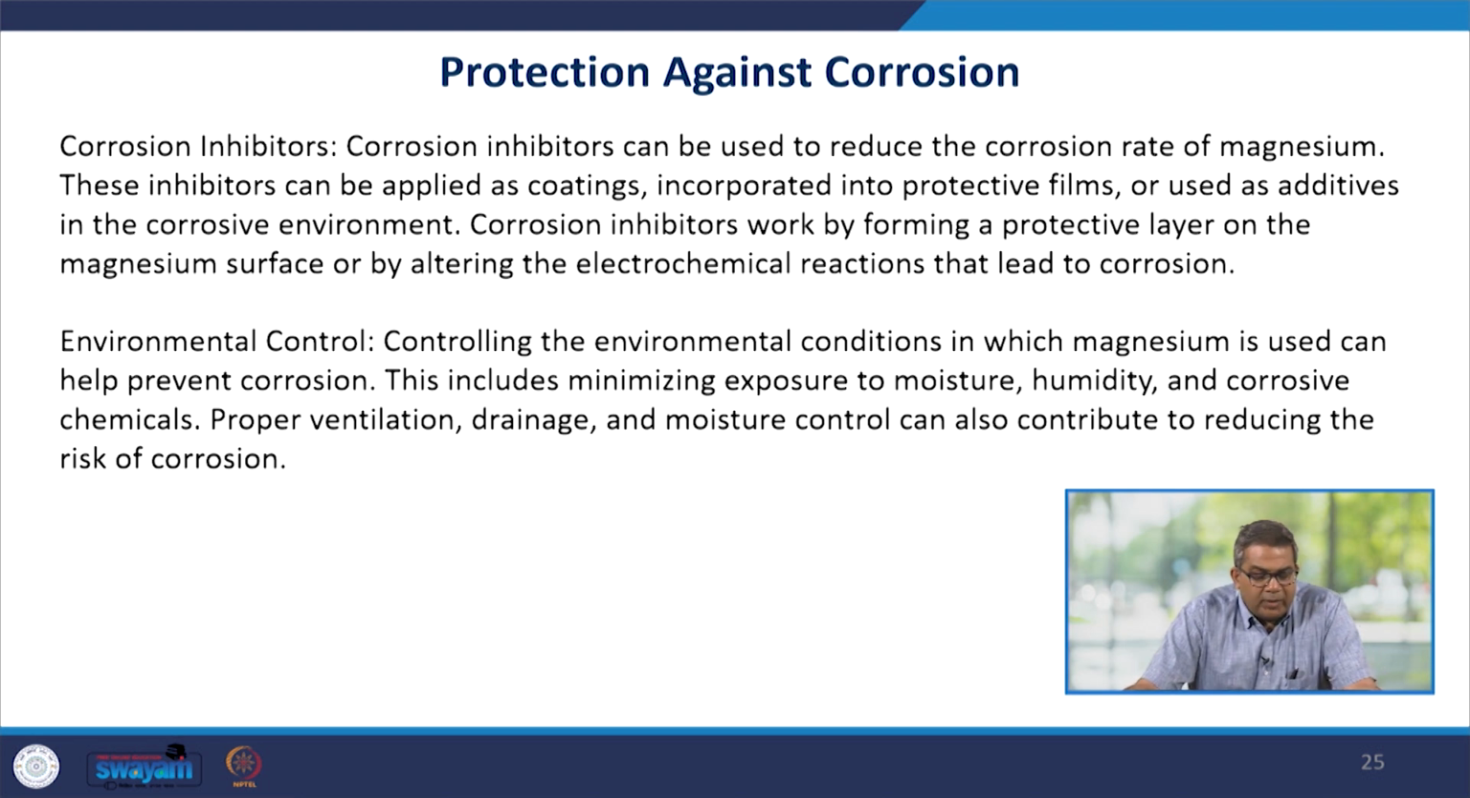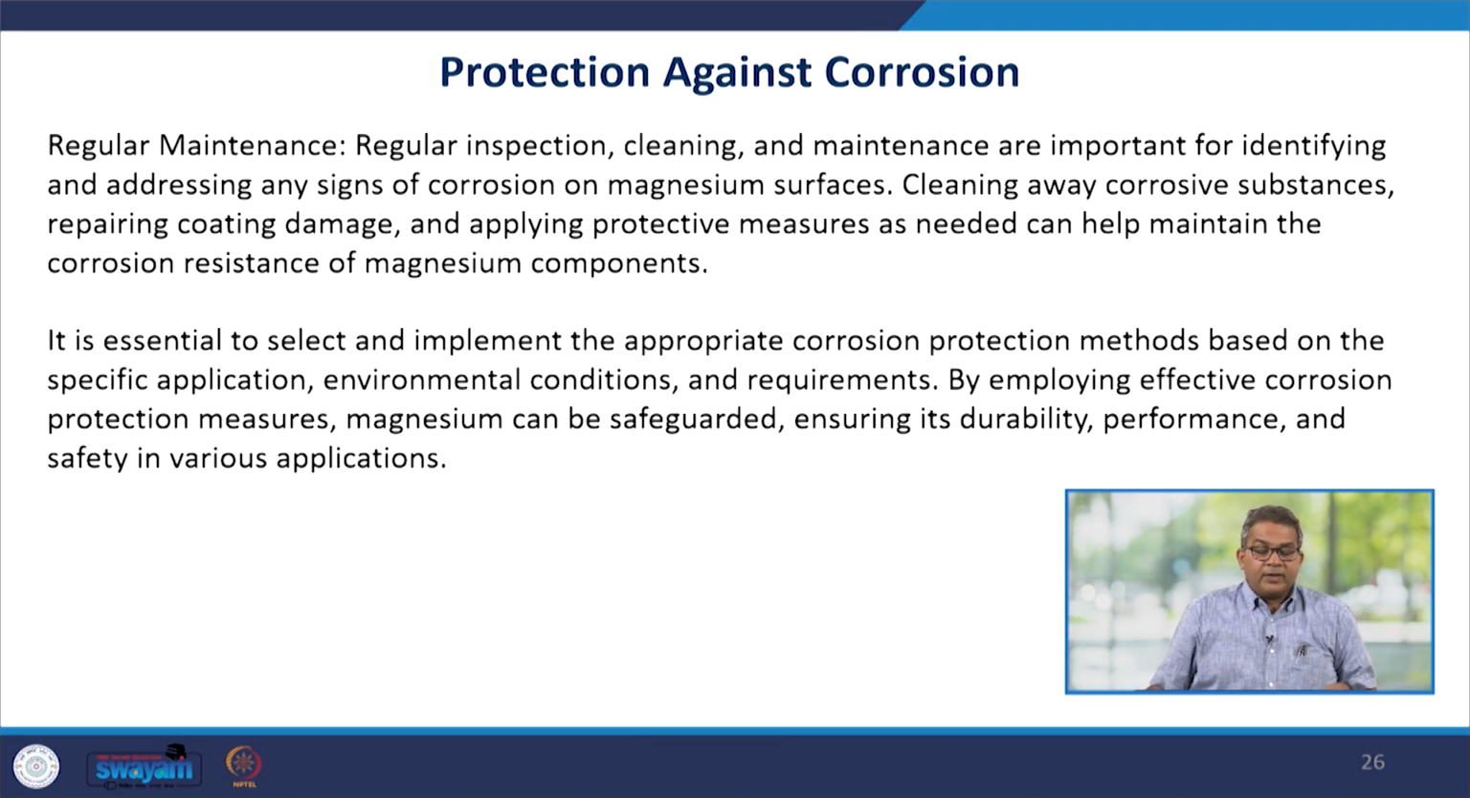Environmental control. Controlling the environmental conditions in which the magnesium is used can help prevent corrosion, and this includes minimizing exposure to moisture, humidity and corrosive chemicals, and proper ventilation, drainage and moisture control. This can also contribute towards reducing the risk of corrosion. Regular maintenance is again a very integral part. Regular inspection, housekeeping, cleaning and maintenance are important for identifying and addressing any sign of corrosion on the magnesium surface.